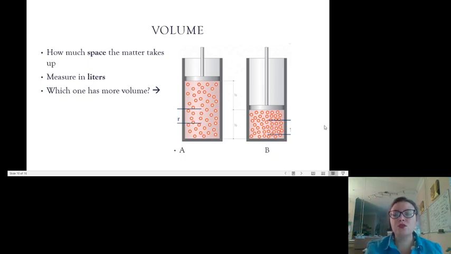So if we assume that these have the same amount of dots, which one takes up more space? The one on the left, letter A. And we measure volume in liters, sometimes milliliters, and we said that A has the most volume because it's taking up more space.